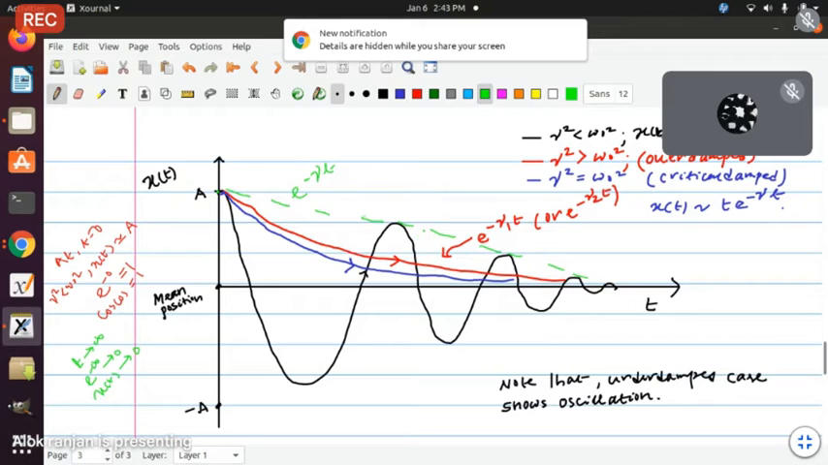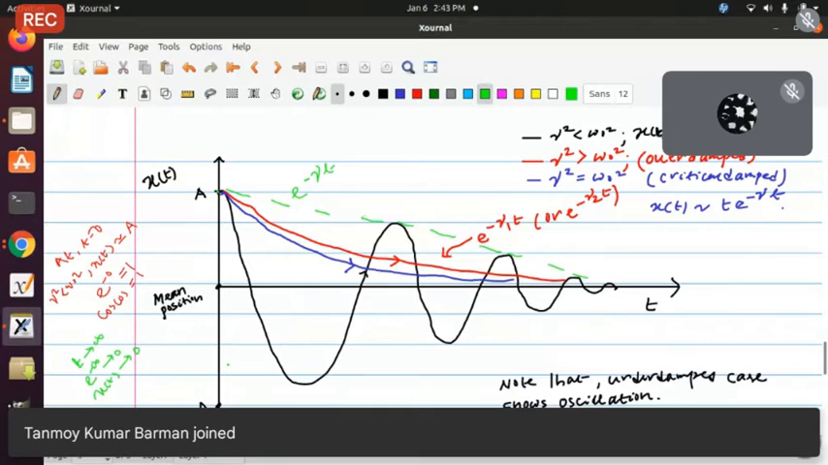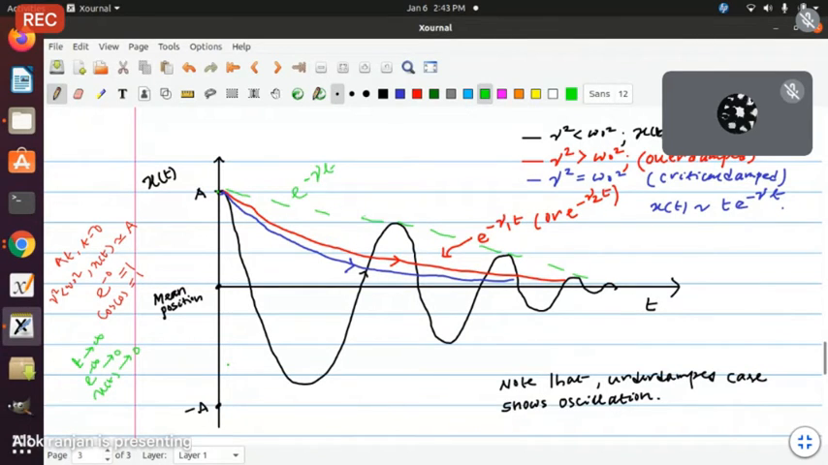And in the other two cases, over damped and critical damped, the oscillator will never go to the other side of the mean position. They are not moving to the negative side of the mean position. For example, if you pull the oscillator to a certain distance, or release it, the oscillator will slowly come and settle down at the mean position. It will never move to the left side of the mean position, or vice versa.